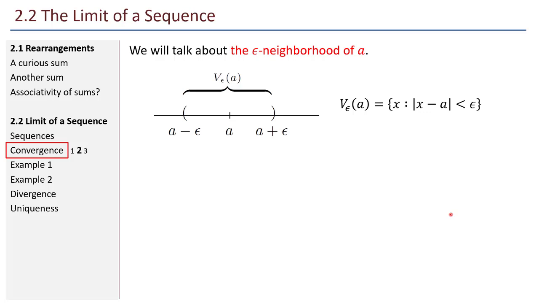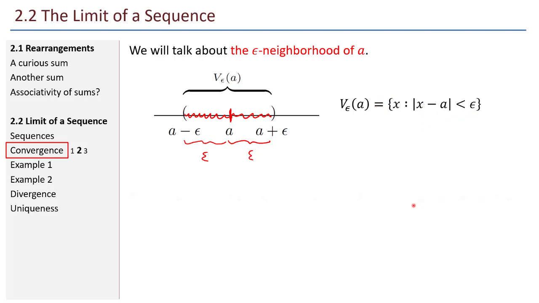We'll often talk about the epsilon neighborhood of the number a. So again, I have this number a, and let's look epsilon to the right of a and epsilon to the left of a, and all the x values within that region. It's just a set: the set of all x such that x is within epsilon of a.